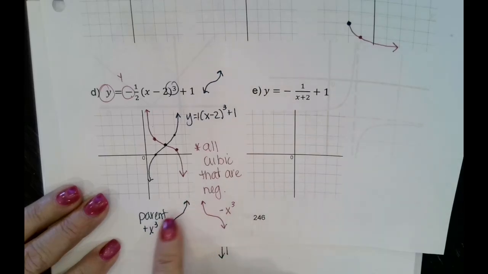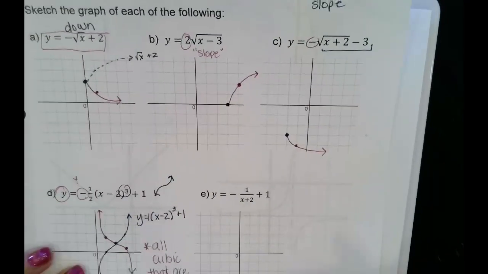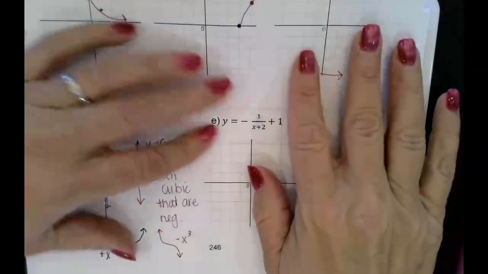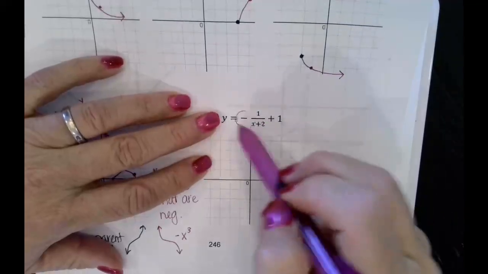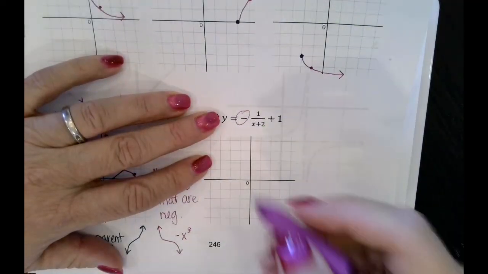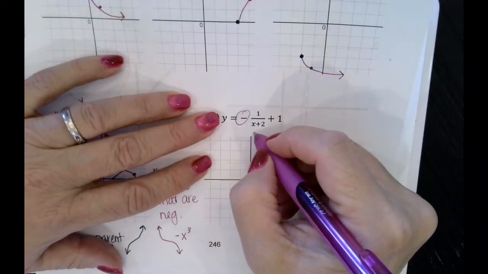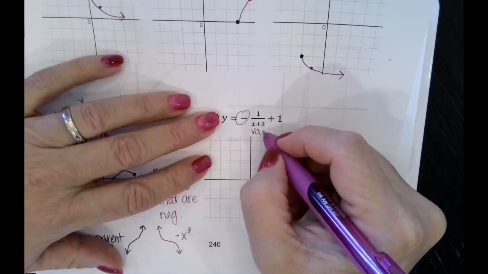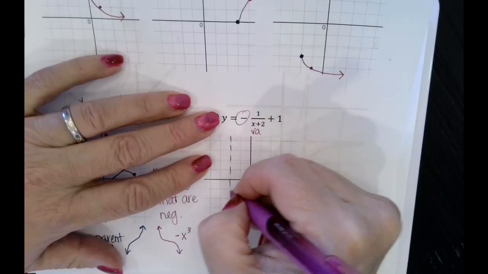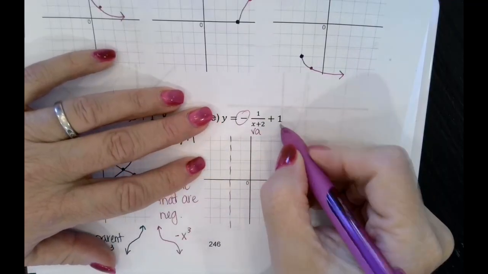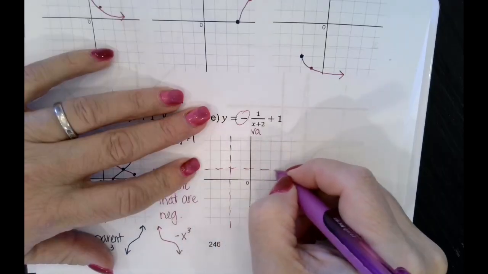So positive opens this way, negative opens this way. So that's a little bit tricky. All right, so same thing here. We're going to start with what we know, and then we're going to go back and address this negative. So I know that I have a vertical asymptote at -2, and I have a horizontal asymptote at 1.